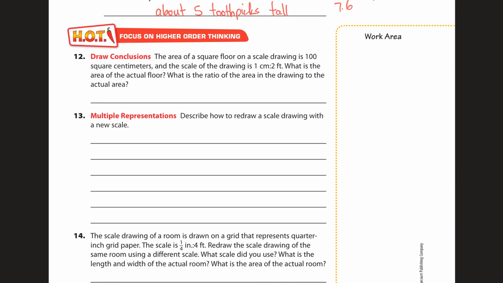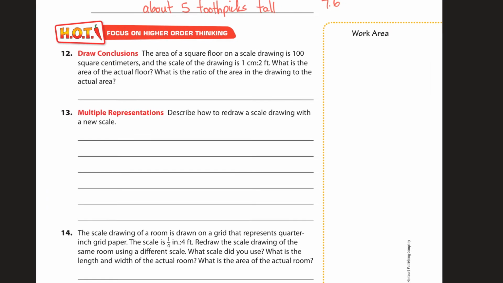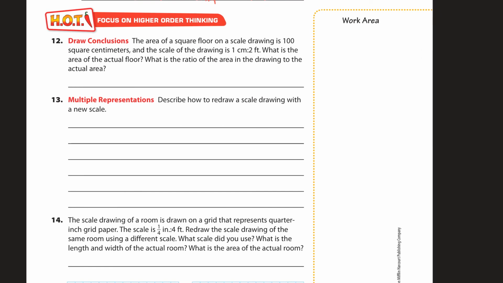All right, drawing conclusions. The area of a square floor on a scale drawing is 100 square centimeters, and the scale of the drawing is 1 centimeter corresponds to 2 feet. What is the actual area of the floor? What is the ratio of the area of the drawing to the actual area? Okay, it looks like I'm going to have to draw something here. Square floor, it's 100 square centimeters.